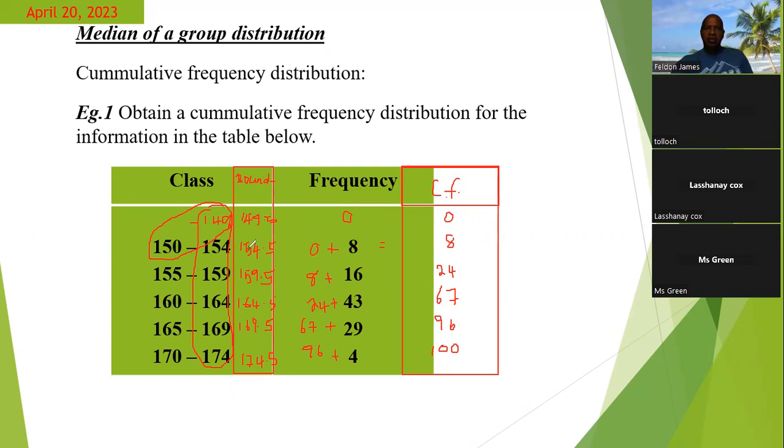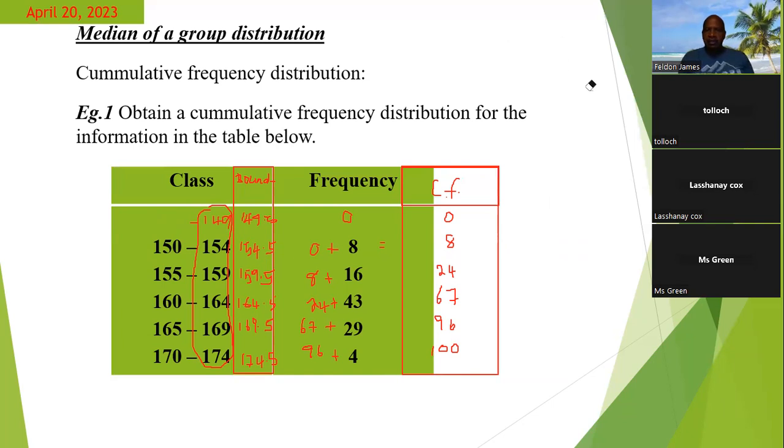All right, now the purpose of the values in this column, you're going to plot them against the boundary values. Now you're going to plot them against the boundary values to get your cumulative frequency curve.